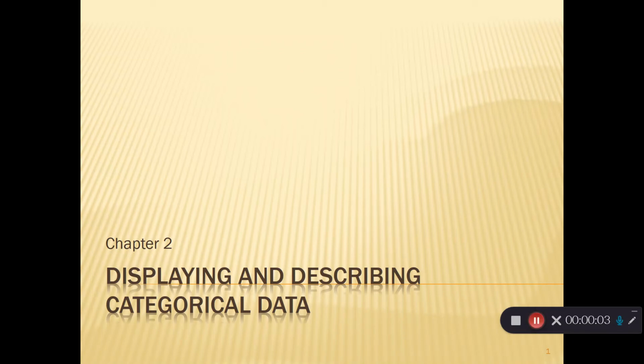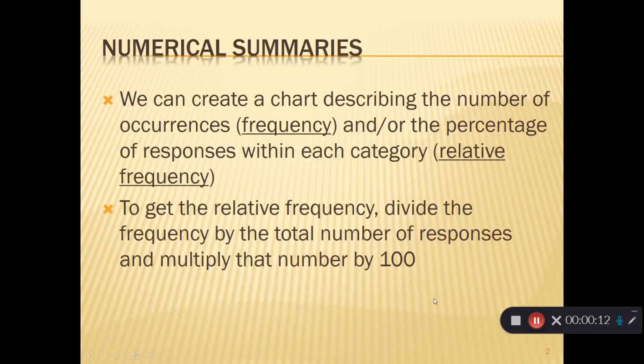Once we have collected some data, we want to summarize it and display it in a way that people can easily read our results. If we're collecting data that is categorical, it falls into different categories, a frequency table provides a very nice summary of the data. The frequency table is just a count of how many people, or how many data points, fell into each category. The relative frequency is the percentage that fell into each category.